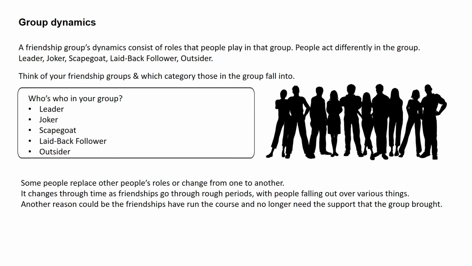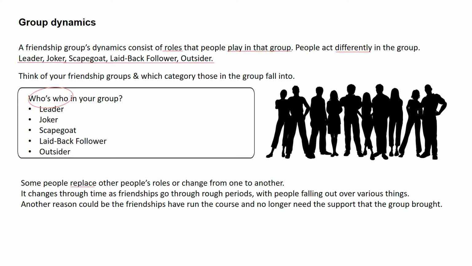Group dynamics. You may not be aware, but a friendship group's dynamics consist of certain roles that people play within that group. People act differently within the group. Certain roles are leader, joker, scapegoat, a laid-back follower, and an outsider. Think of your friendship groups and which category those in that group fall into. Who's who in your group?